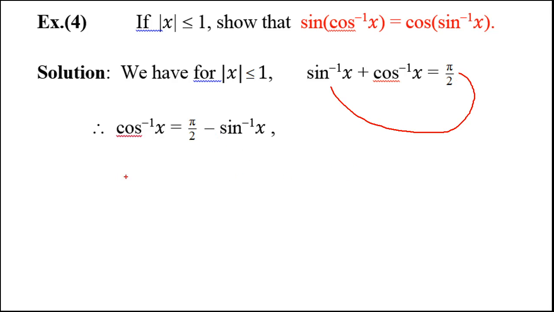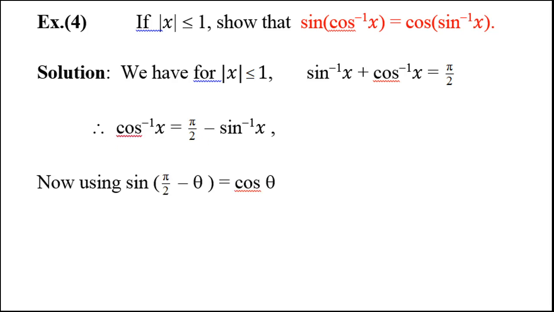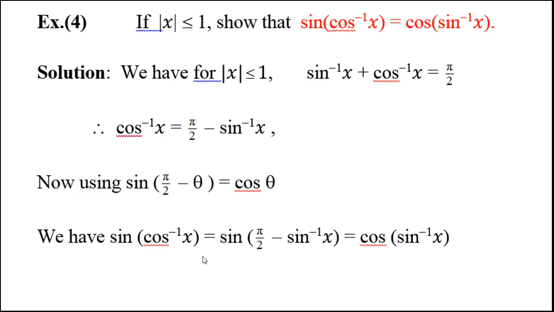Now look at the question. In problem we have to talk about sine ratio of cos inverse x. Here I have cos inverse x. So if I take sine ratio of both the sides, I am using property sin pi by 2 minus theta is equal to cos theta. So using this property, first I will take sine ratios of both sides.